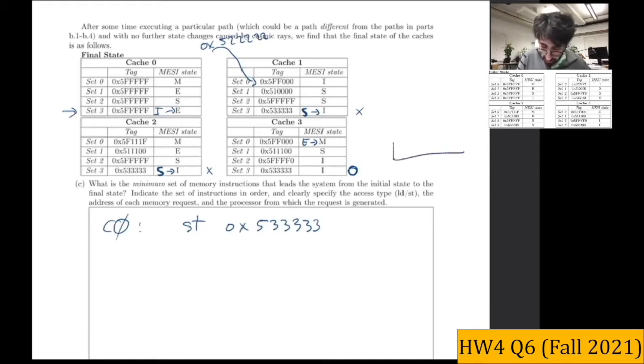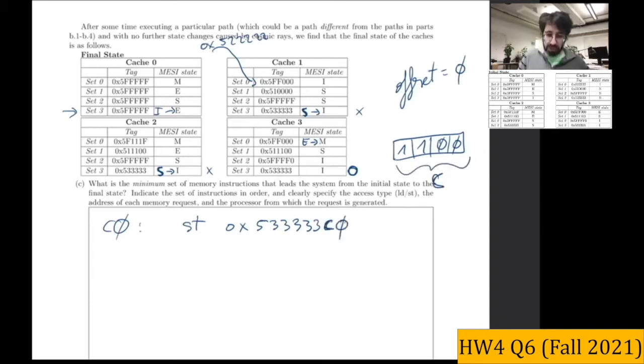So the sets are 2 bits. If we are in set 3, we have 1, 1. And because we assume that the offset is 0, we have 1, 1, 0, 0. And this is C. So we need to put a C here. And the rest of the offset is 0 as well. So with this first instruction, we have in the final state already cache 1 set 3 and cache 2 set 3. Okay.